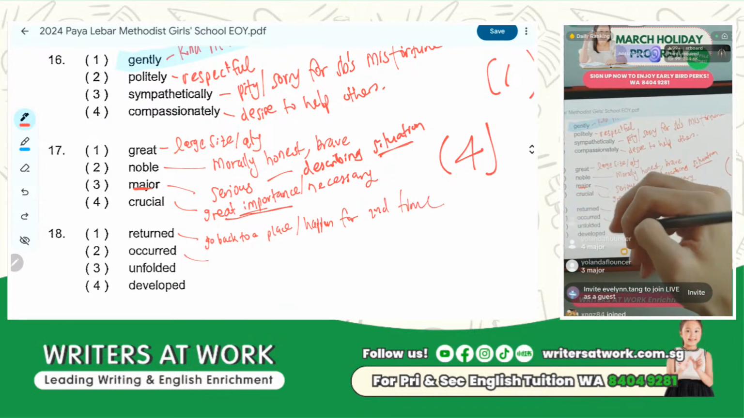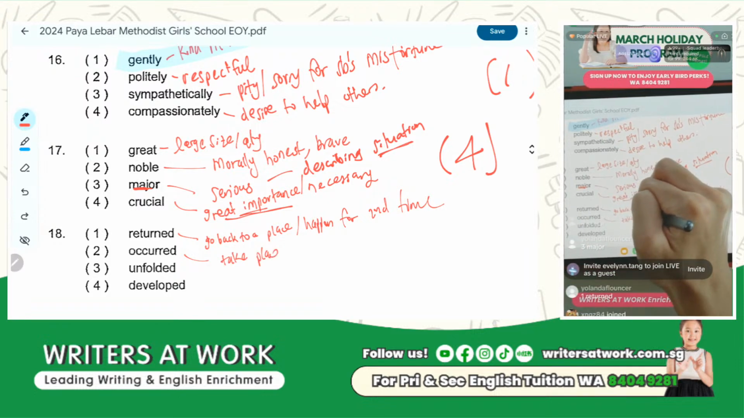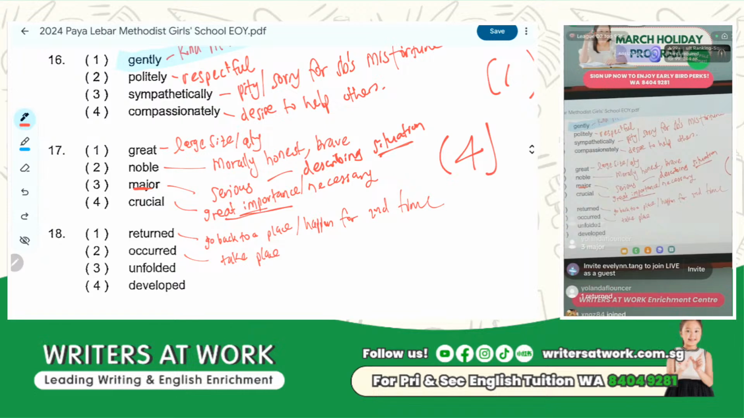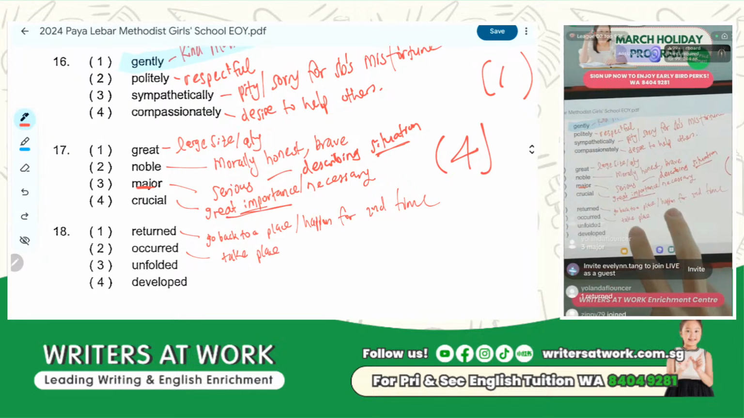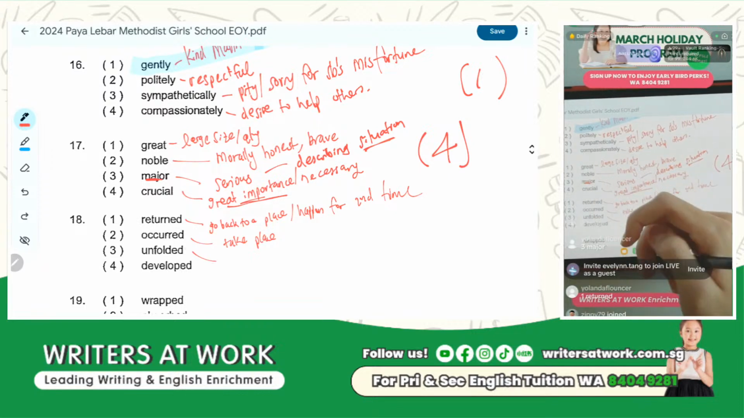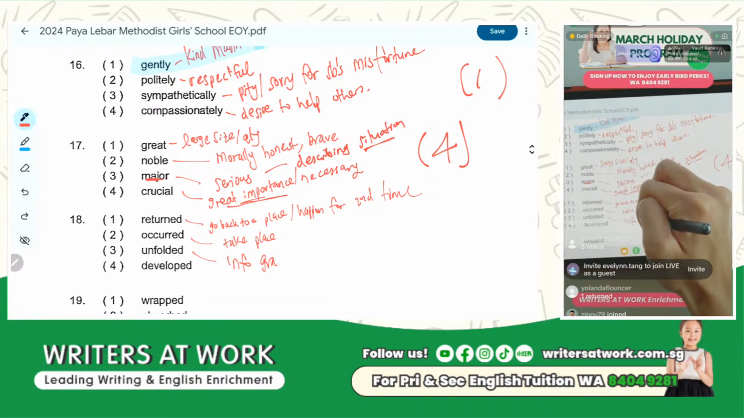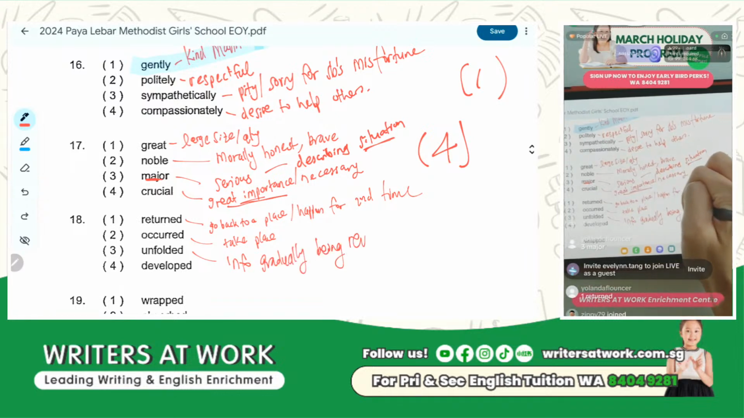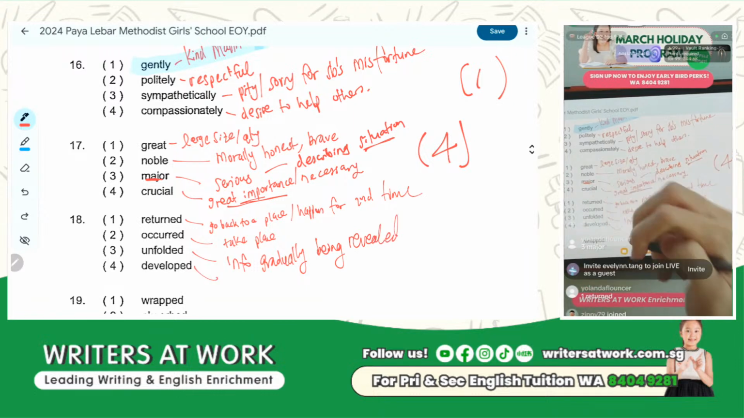Now, occurred here means something took place. Traffic breakdown occurred at the road. That means something happened. Unfolded means that the info is gradually being revealed to people. Lastly, when something is developed, that means you are trying to grow, something is becoming more mature.